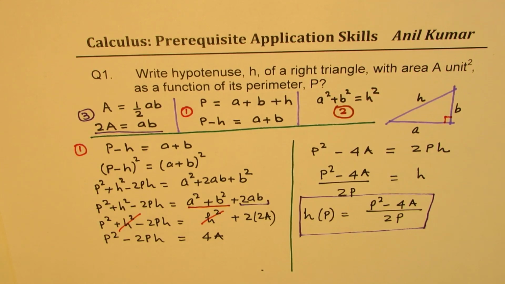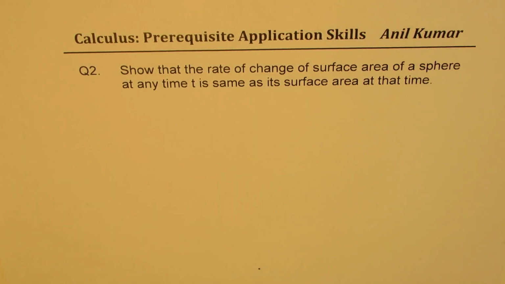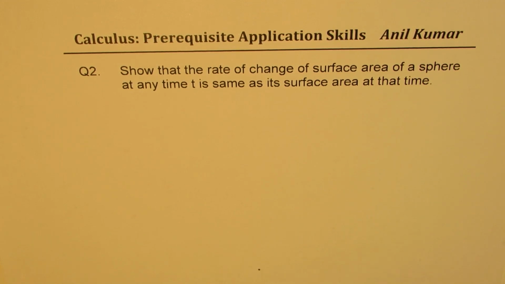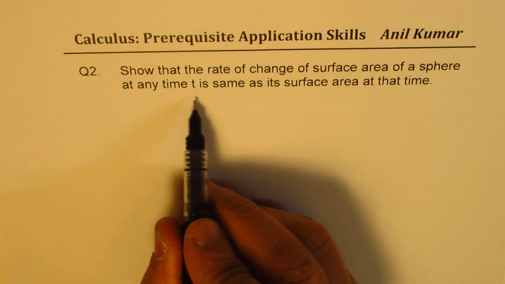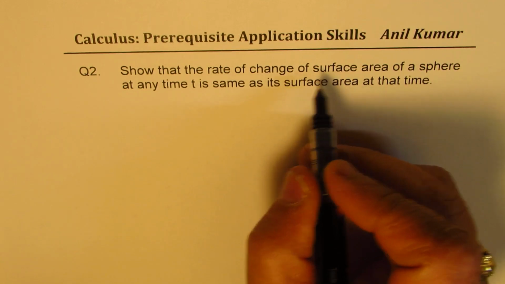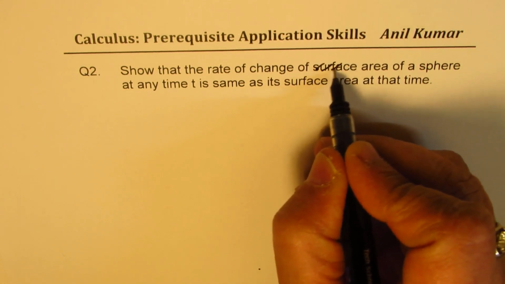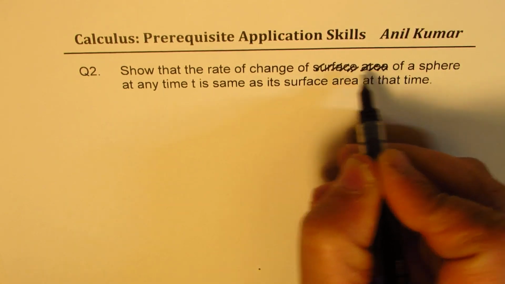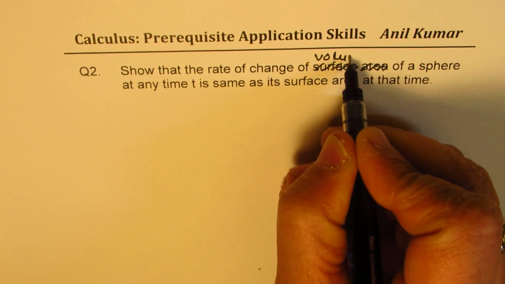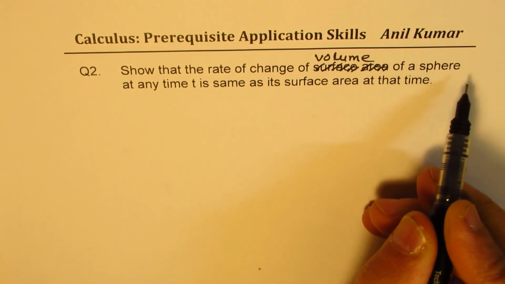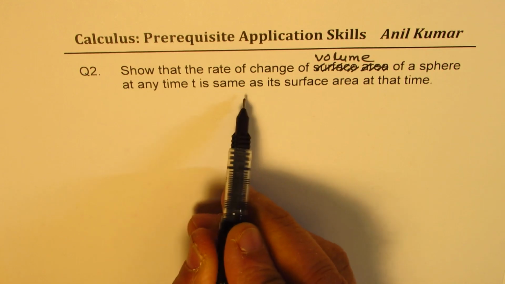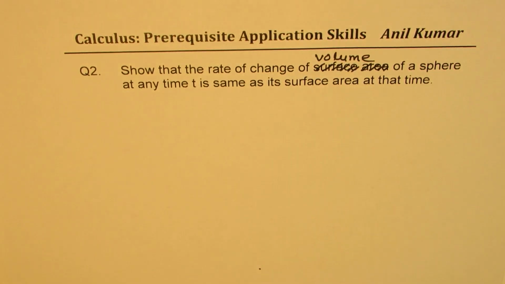Now let's take up question number 2. Show that the rate of change of volume of a sphere at any time is the same as its surface area at that time. Correct? So that is the question for you.